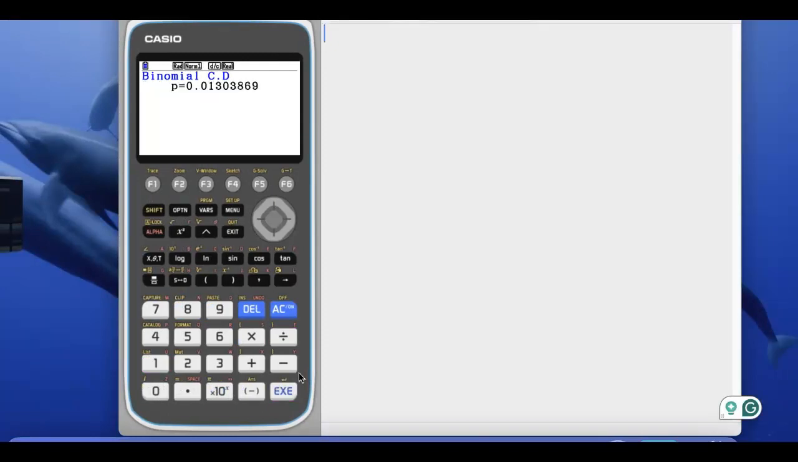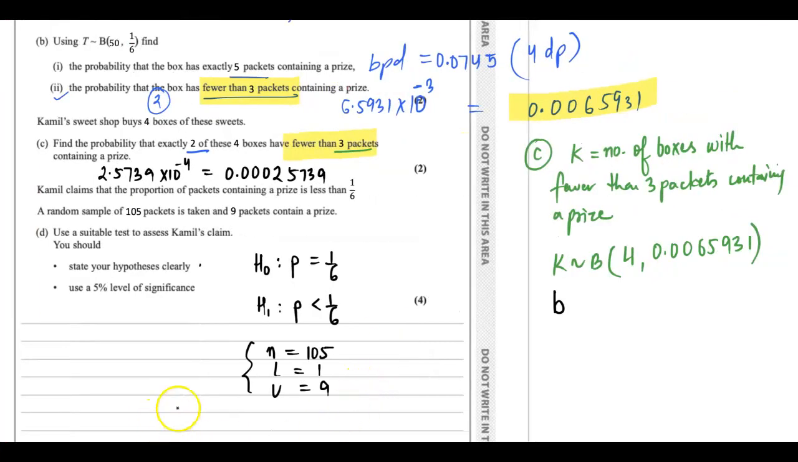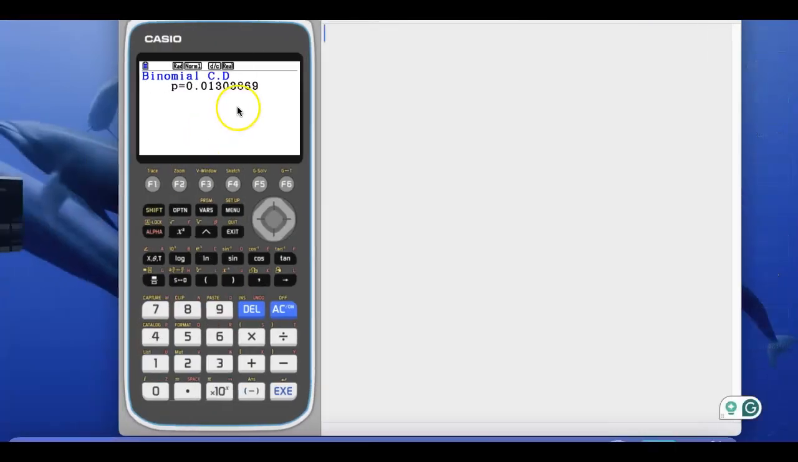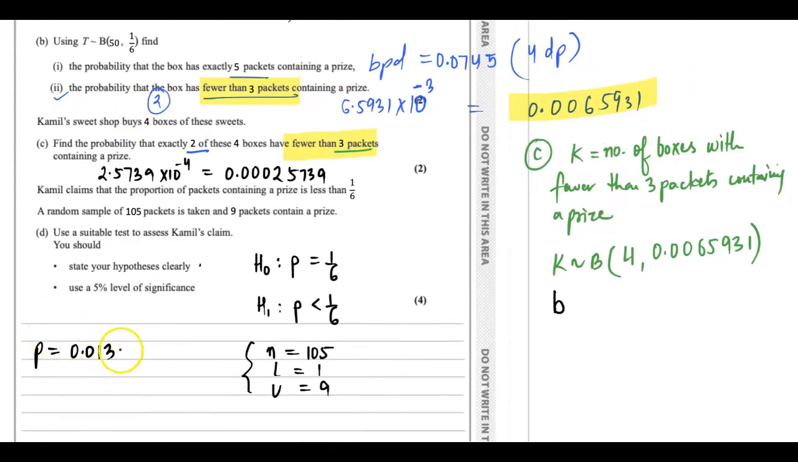It's giving us 0.01303. We were to use a 5% level of significance. If you compare, this is less than 0.05.